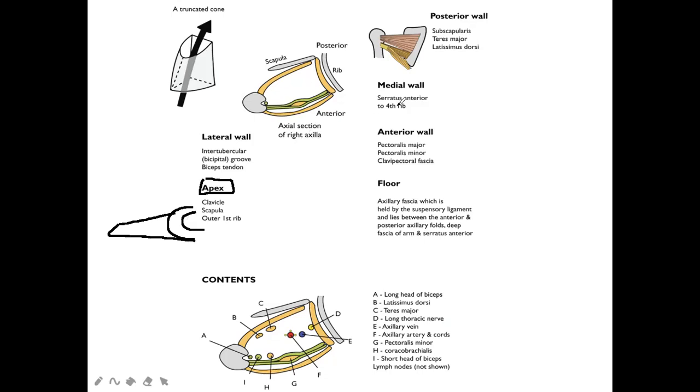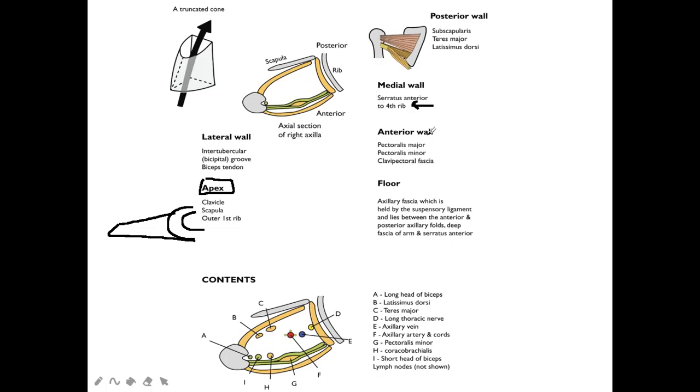Then looking at the medial wall, the medial wall is formed by the serratus anterior muscle, right? So the serratus anterior, remember, it originates from the thoracic wall. So at this point, we are reaching the fourth rib, so the serratus anterior from rib number 1 up to the fourth rib. And so medially, just remember we have the serratus anterior.